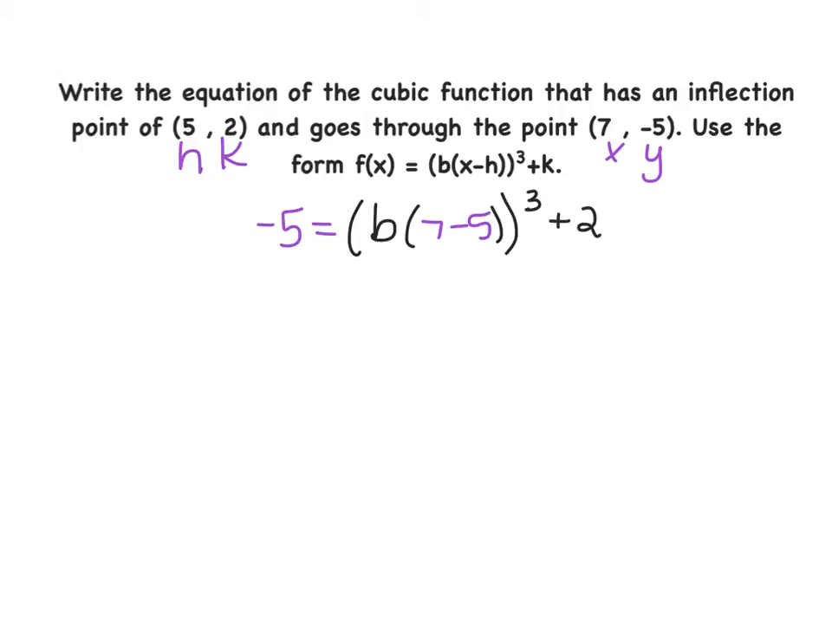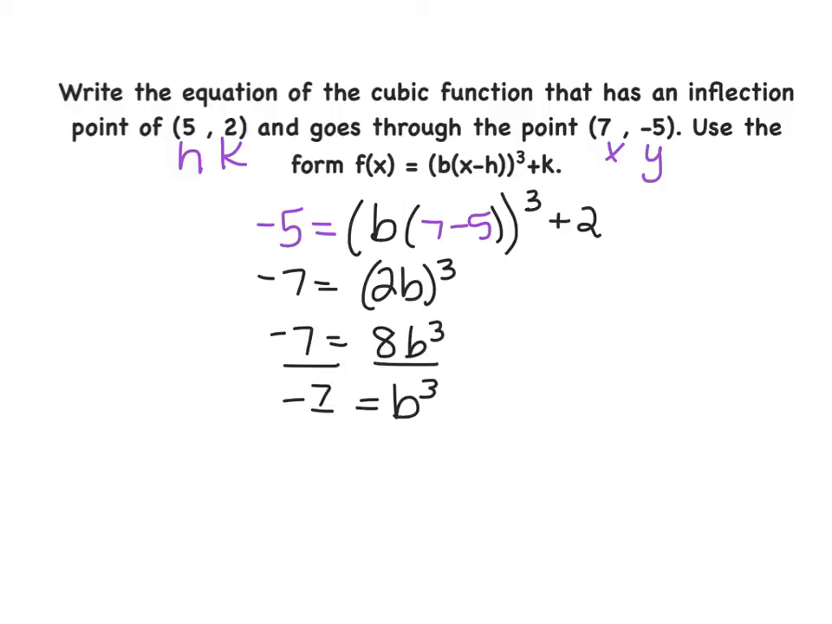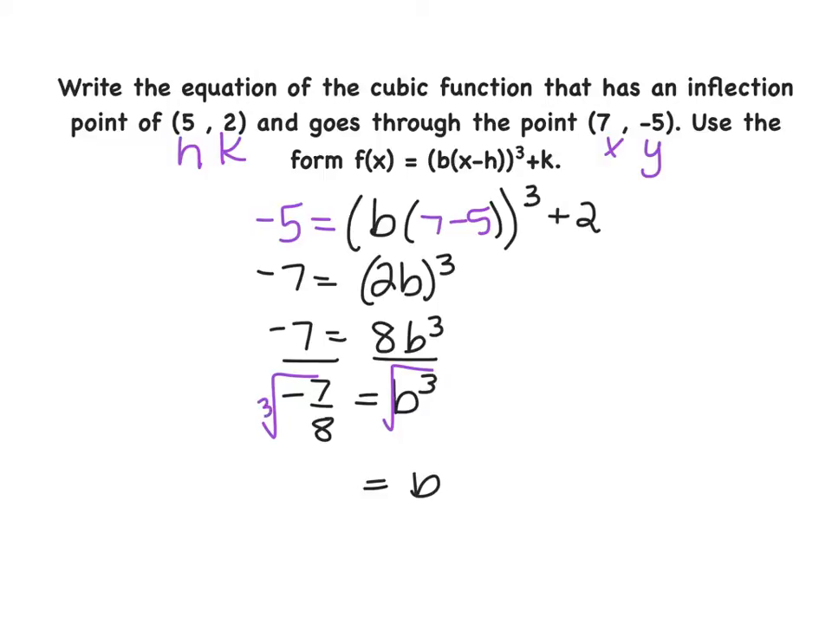I'm going to subtract 2. And 2b cubed is 8b cubed. I'm going to divide by 8. And if I take the cube root of that, make sure to put 3 in here for the cube, I get -0.956 to be my b.